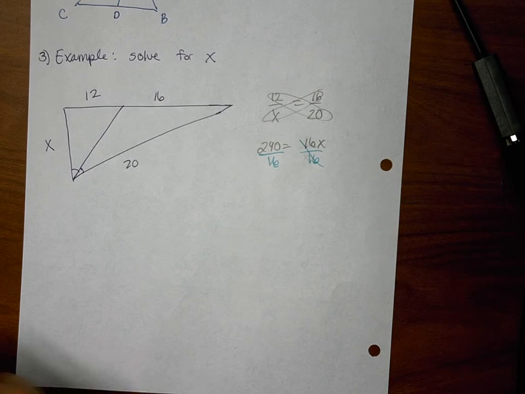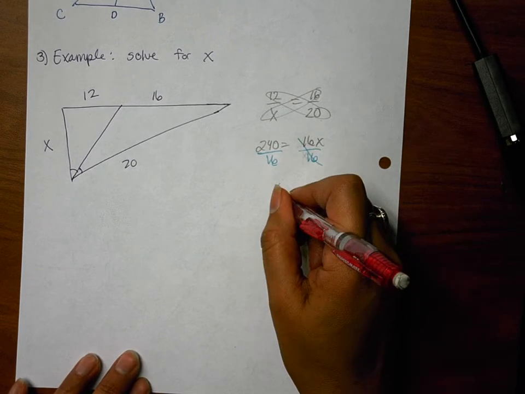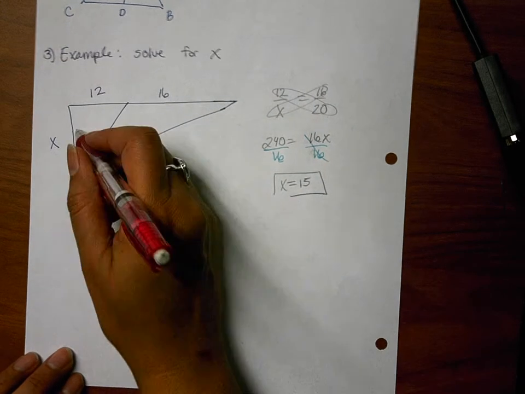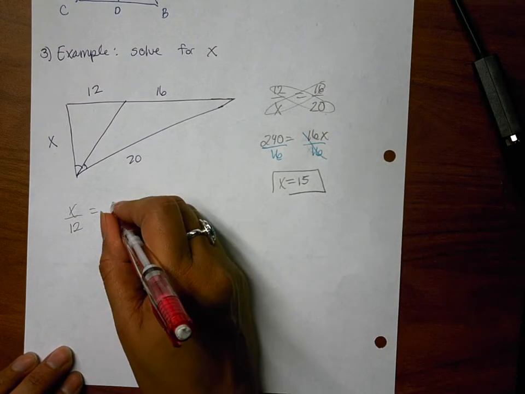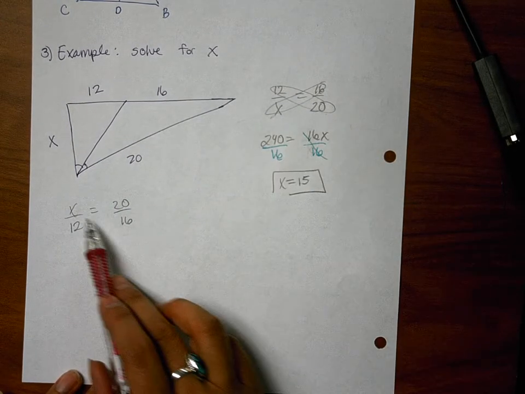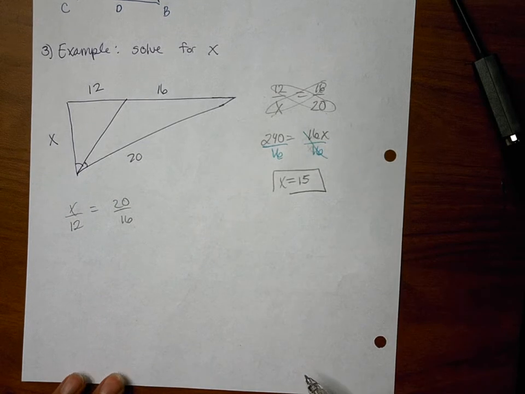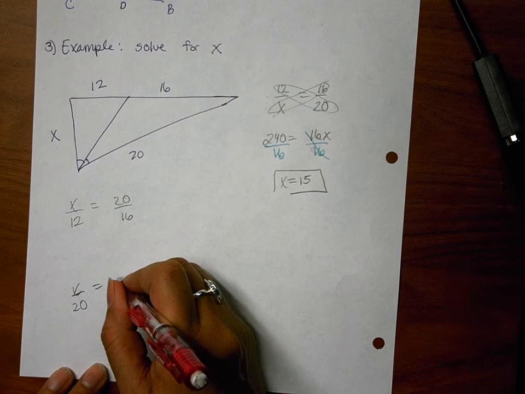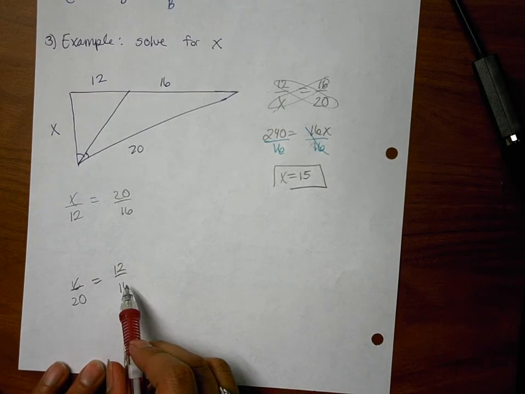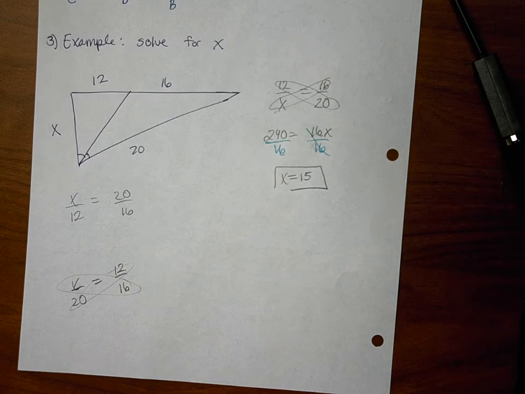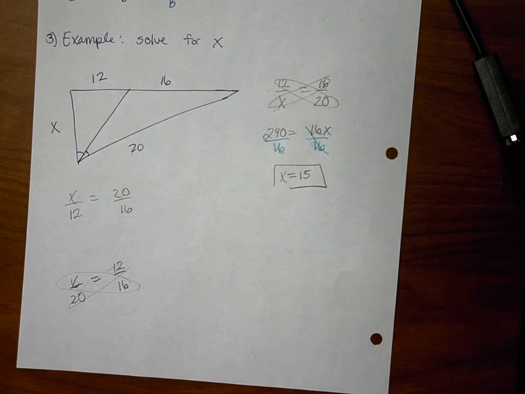Divide both sides by 16. 240 divided by 16 is 15. And once again, if you had done it instead of 12 over X, X over 12 equals 20 over 16, it would have worked out the same way. You'd have X times 16, 12 times 20. So there's a number of ways. Some people will even do, let's check this way, X over 20 equals 12 over 16. Still works the same. There's the 16X. There's the 12 times 20. So there's a number of ways you can do it as long as you don't jump diagonally across.